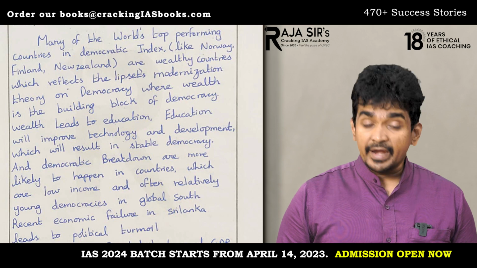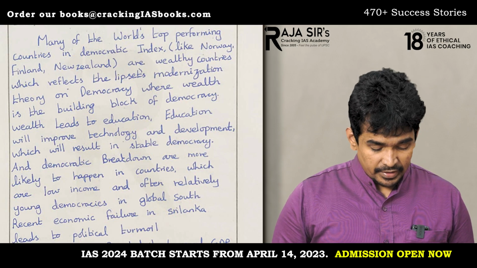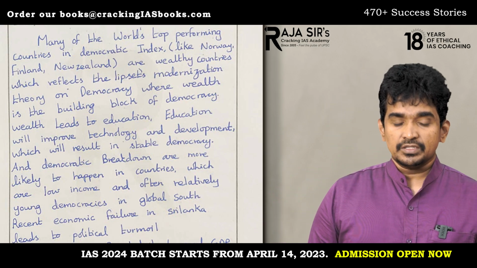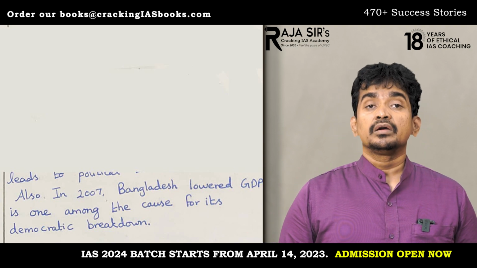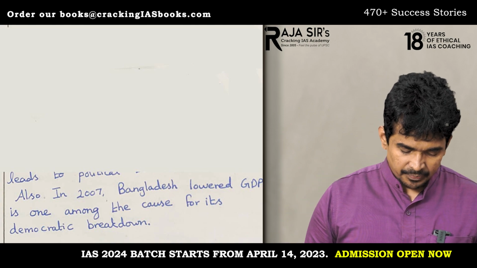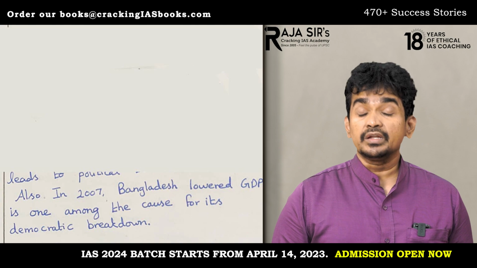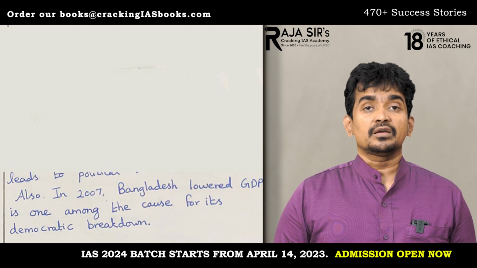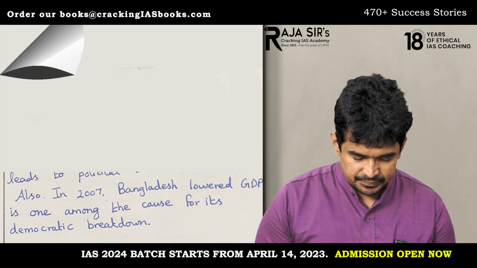And democratic breakdown are more likely to happen in countries which are low income and often relatively young democracies in global south. Recent economic failure in Sri Lanka leads to political turmoil, right? Also in 2007, Bangladesh's lowered GDP is one among the causes for the democratic breakdown, right? Fine. Now the next paragraph.